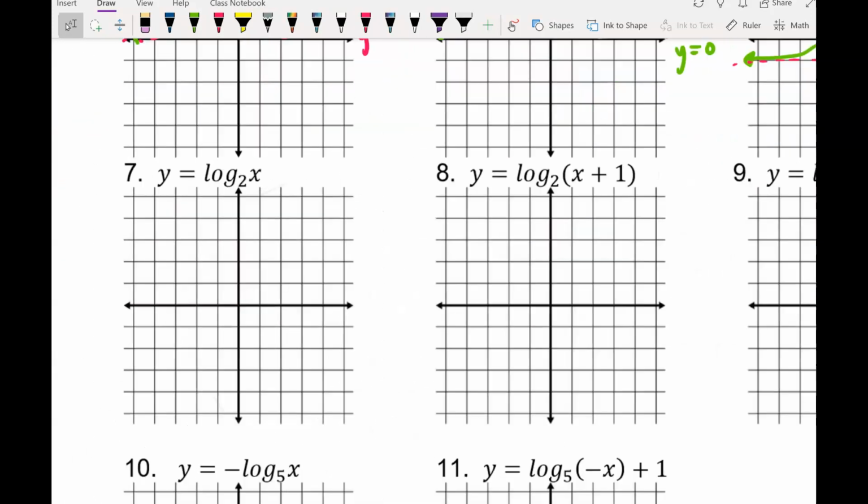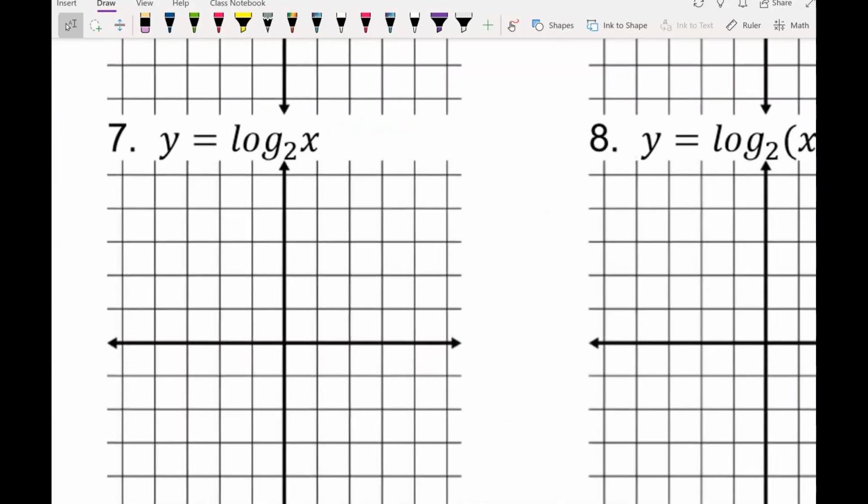All right, number 7. Number 7, this is a log graph. It's the inverse of an exponential. And we need to remember that for any basic log graph, this is a parent function. When nothing's been added or subtracted, the x-intercept is (1, 0), and the asymptote is always x equals whatever's been added or subtracted from the x. Really, it's whatever's been subtracted from the x variable. So in this case, it would be 0.